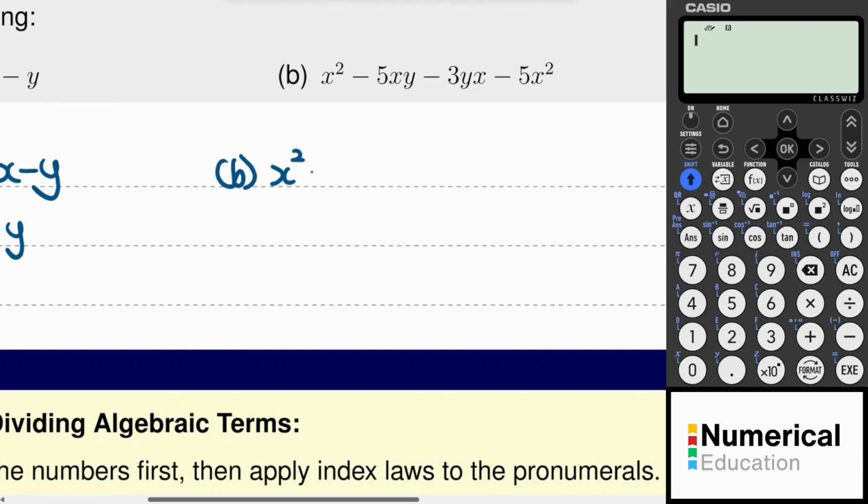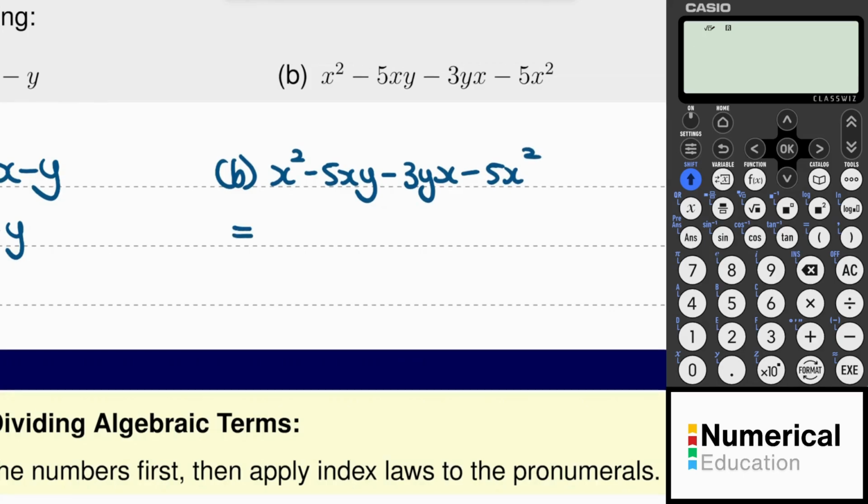So we've got x squared minus 5xy minus 3yx minus 5x squared. So we've got 4 terms in this expression. And once again, I'm going to do this intermediate step where I rearrange. So we're going to put the x squared and the negative 5x squared next to each other because the x squareds are my like terms. And then I'm going to go negative 5xy.